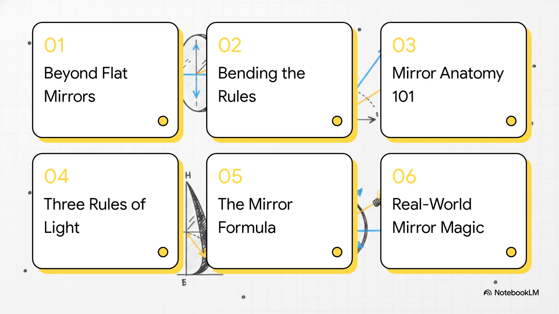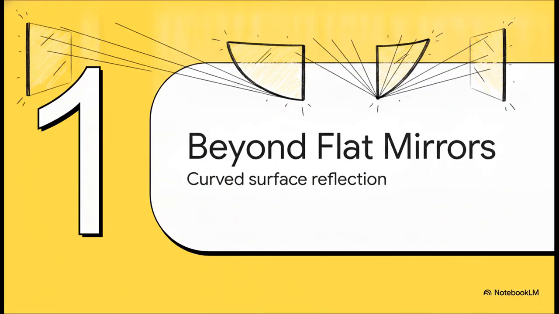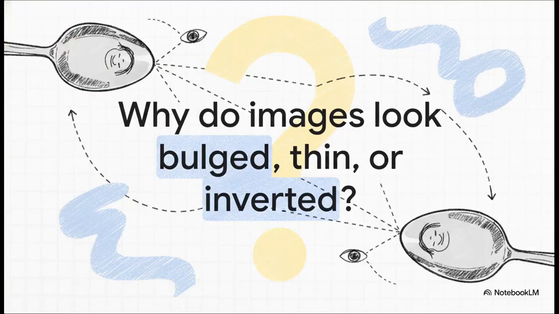Let's get to it. Section 1. Beyond Flat Mirrors. We're talking curved surface reflection. Now, you already know how a regular flat plane mirror works, right? But today, we're entering completely new territory. We are bending the surface. So I want you to think about this question. Why do images look bulged, thin, or even entirely upside down in curved surfaces?